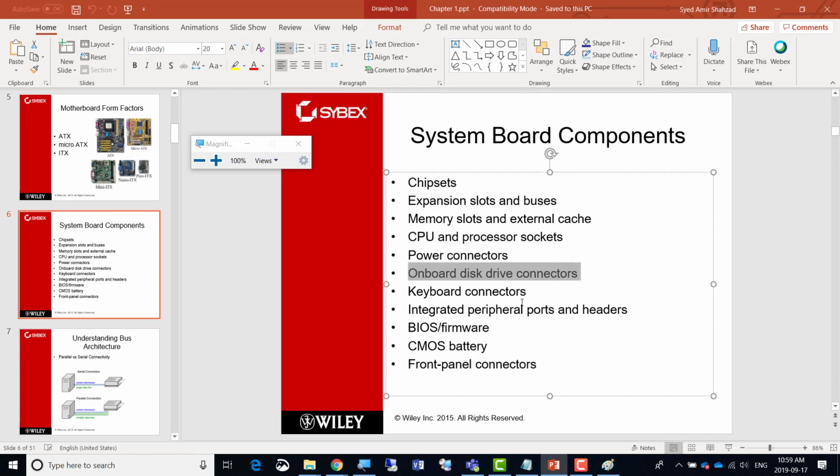Keyboard connectors. Now, yesterday I told you which ones are keyboard connectors here for the older motherboard. The purple and green. So the purple and this one. But nowadays it's all USB, right? USB or Bluetooth.